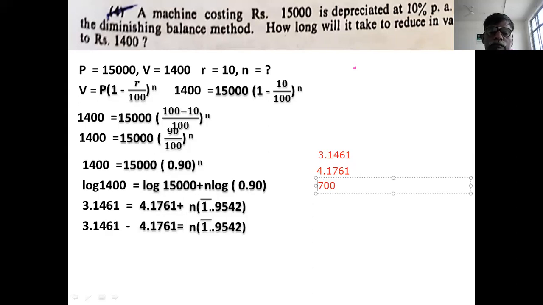Then 11 minus 2 is 9. Then you see here carry over is 1. 1 is carry over, 4 is here, total 5. Total 5 you deduct from 3. If you deduct total 5 from 3, your answer is minus 2.9700. This is the point you remember.